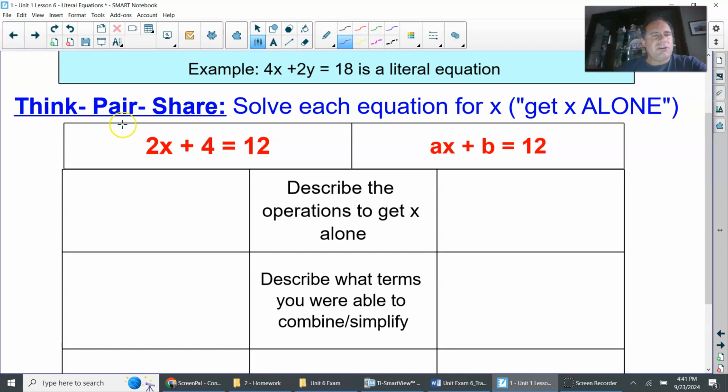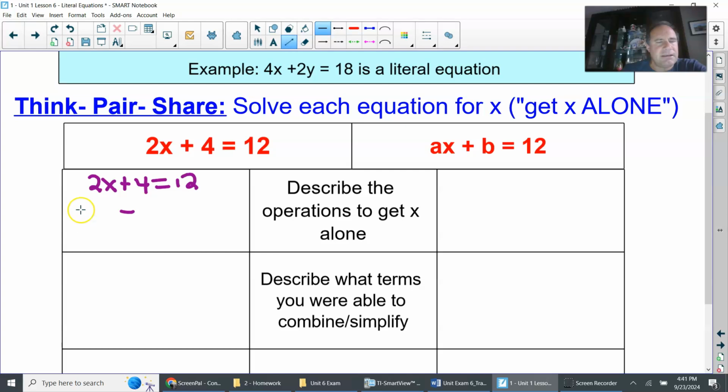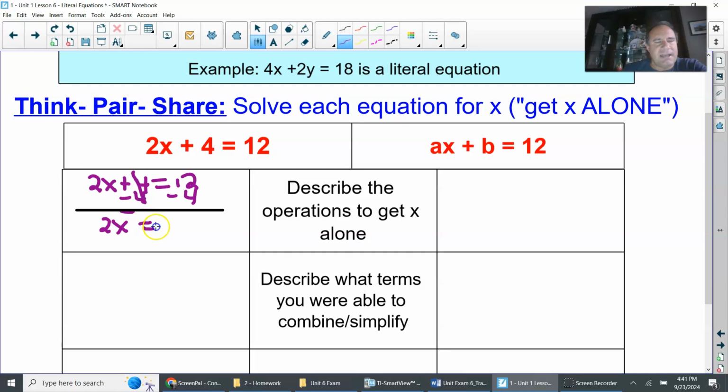So if we have 2x, I'm going to rewrite this, 2x plus 4 equals 12. The first step is to subtract 4 on both sides. Once you subtract 4 on both sides, minus 4, minus 4, the 4's cancel. And then you get 12 minus 4, which is 8.